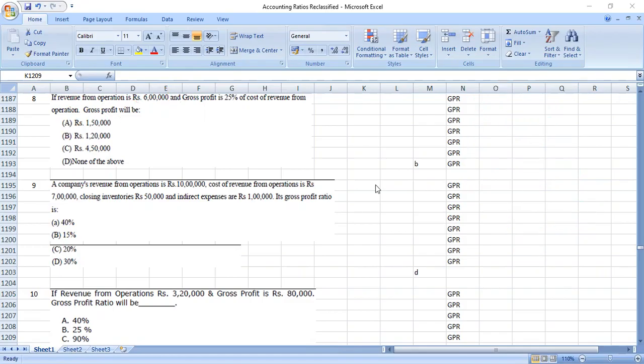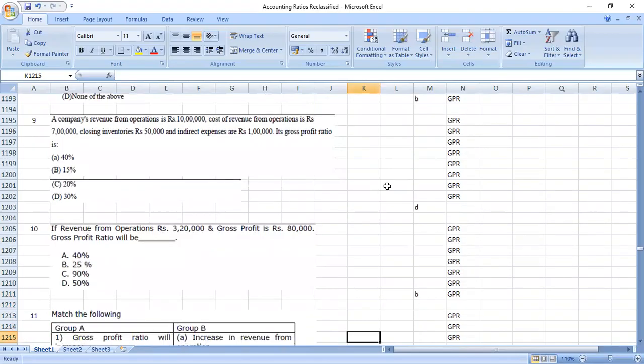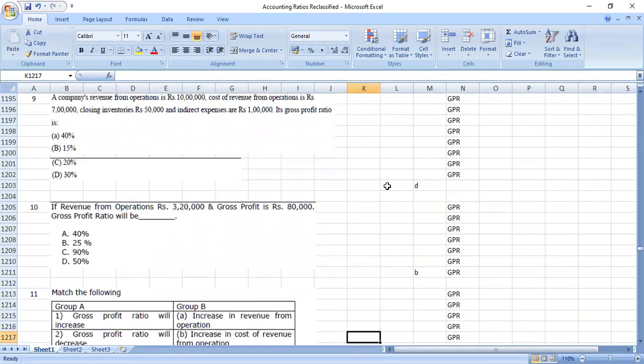All right, children. Moving forward, a company's revenue from operation is 10 lakh. Cost of revenue from operation is 7 lakh. Coming in the same kind of twist.